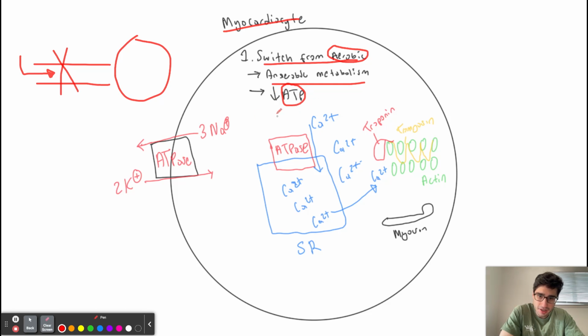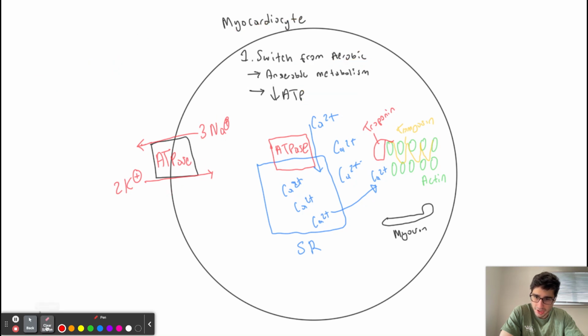to carry out normal cellular processes because, for example, we have these pumps within the myocardium that need ATP in order to function appropriately. So let's focus on these pumps. So here's going to be the sodium potassium pump. This pump needs ATP in order to work. So we normally take out 3 sodiums out of the cell and bring in 2 potassiums.